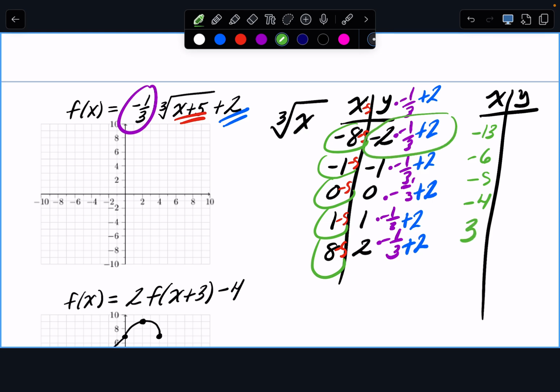So I'm going to go -2 times -1/3, and then plus 2 is 2.6. I'm doing that in my calculator. -1 times -1/3 plus 2 is 2.3. 0 times anything is 0 plus 2 is 2. 1 times -1/3 plus 2 is 1.6. 2 times -1/3 plus 2.